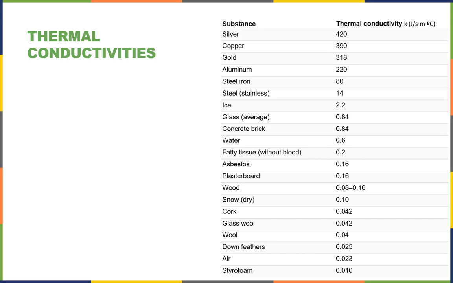Why is it lower than air? It's lower than air, I think, because you have polystyrene that's also adding to the insulation. That's what I think. That's all as far as I can go. Down feathers. Down feathers is about the same as air. Why is down feathers just about the same as air?